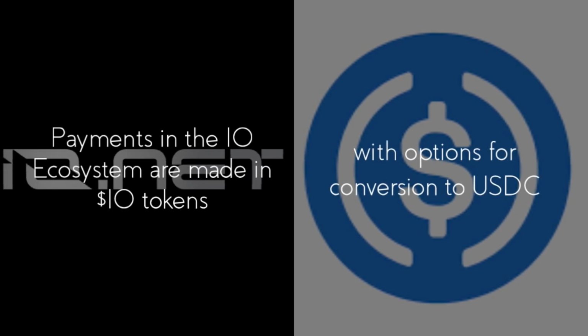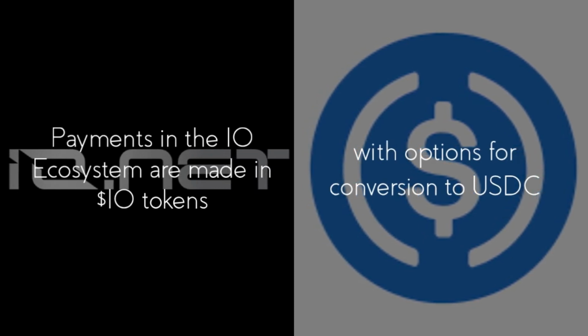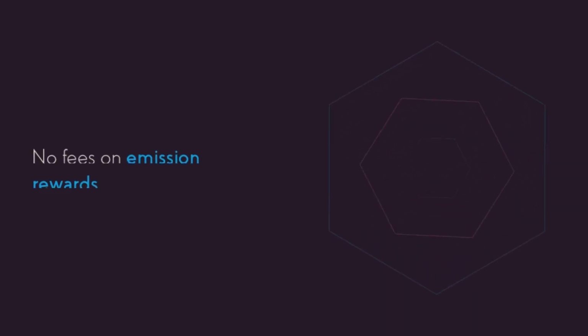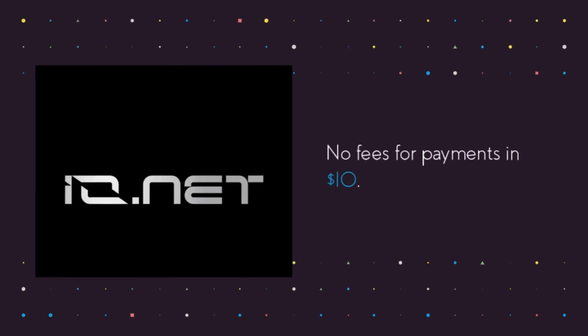Payments in the I/O ecosystem are made in $IO tokens, with options for conversion to USDC. Transaction fees include no fees on emission rewards, a 2% fee for payments to suppliers in USDC, and no fees for payments in IO.